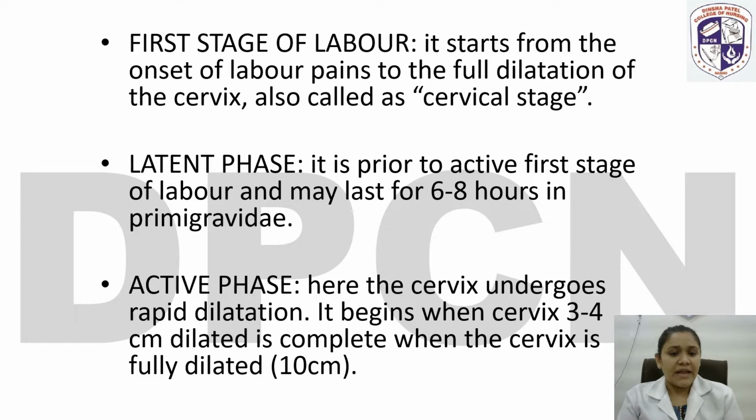Then in the active phase, the cervix undergoes rapid dilatation. It begins when the cervix is 3 to 4 cm dilated and is complete when the cervix is fully dilated, right? In the latent phase, 3 cm dilatation is there. In the active phase, 3 to 4 cm dilatation has happened. After that, whatever dilatation happens in the mother's cervix until the cervix is fully dilated comes into the active phase.